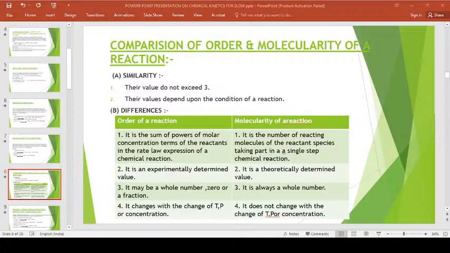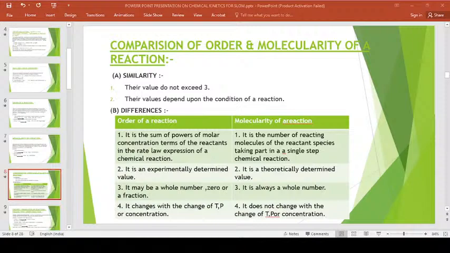The first example is inversion of cane sugar. So this cane sugar, C12H22O11, plus water. When you do hydrolysis on cane sugar, it decomposes into glucose and fructose, C6H12O6 plus C6H12O6. Both glucose and fructose have the same molecular formula but contain different functional groups. Glucose is an aldohexose and fructose is a ketohexose, as you have learned in biomolecules.